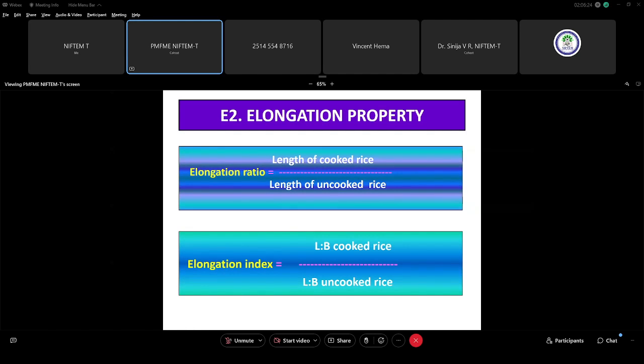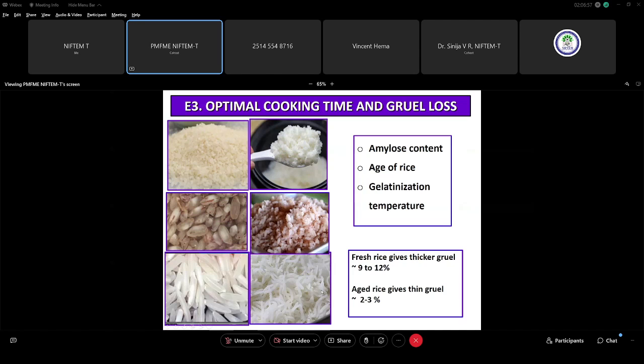Next is the length of the rice. We all like the lengthy rice. So in order to check the length, the length of cooked rice to length of uncooked rice is measured. If the rice is expanding more than twice, then it is very good, like basmati or jeeraga samba, which expand very well. And if you want to see the slenderness of the grain after cooking, then you have to consider the breadth also. So L is to B of cooked rice divided by L is to B of uncooked rice.